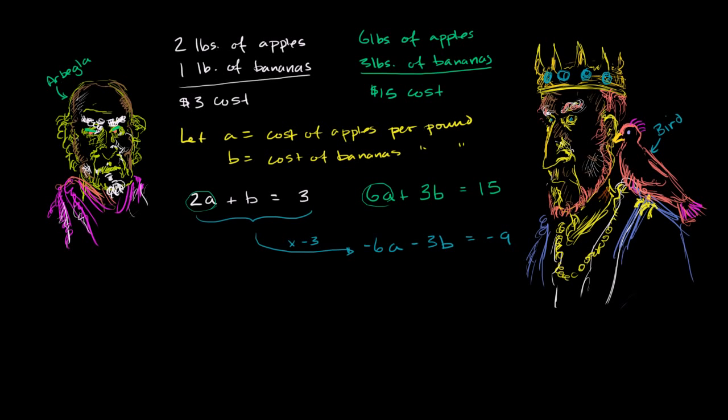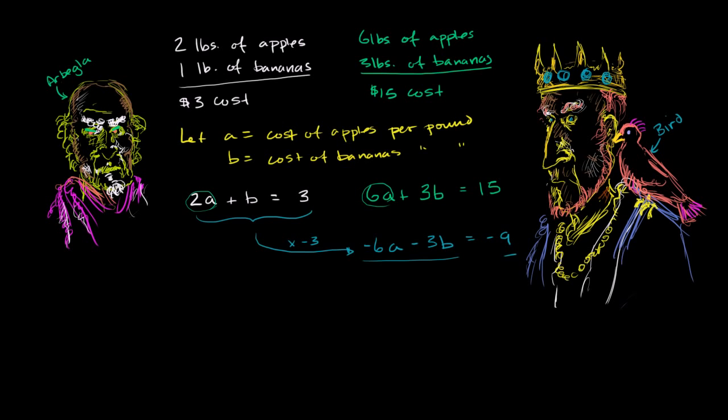And now we can essentially add the two equations, or add the left side of this equation to the left side of that, and the right side of this equation to the right side of that. We're essentially adding the same thing to both sides of this green equation, because we know that this is equal to that. So let's do that.